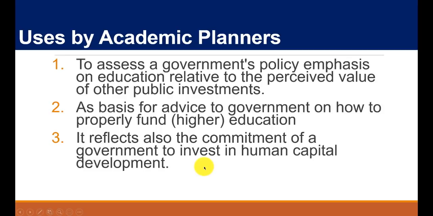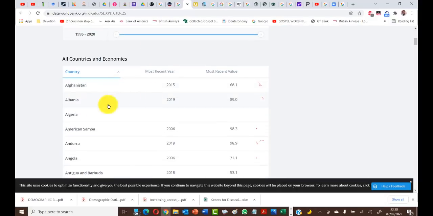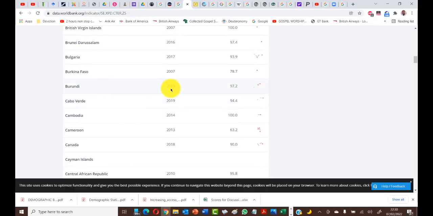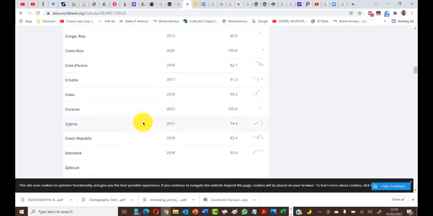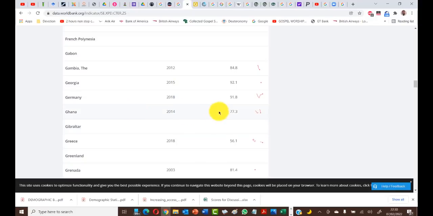And before I come to the next slide, let me show you global comparisons. This is also from the World Bank, which is a very credible source. And current education expenditure, tertiary, percentage of total expenditure in tertiary public institutions. So Afghanistan, 68%, 2015, Albania, 89%. Let's keep going. Let's look at Burundi. Burundi, 2013. You can see it's far back, 97.2%. Ghana. Yeah, so let's get into Ghana. Ghana is here, 77.3% expenditure, 2014.